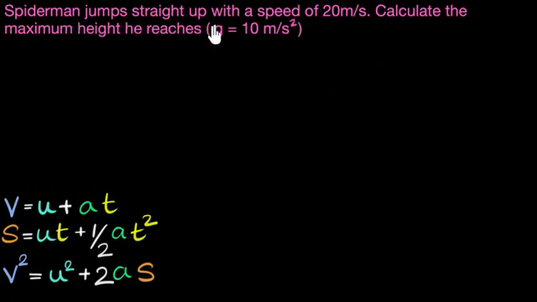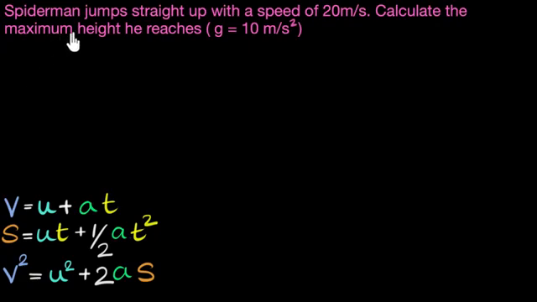Spider-Man jumps straight up with a speed of 20 meters per second. Calculate the maximum height he reaches. Again, given g is 10 meters per second square. Can you try to solve this one yourself? Again, make a quick drawing of this, see what is given, what is asked, and then pick an equation to use. All right, let's see.